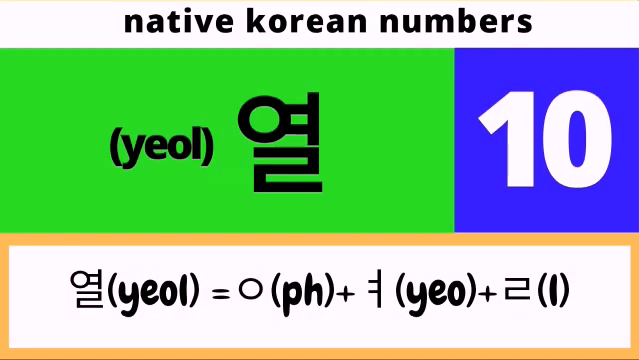How do we write yol in Hangul? Let's start with drawing a placeholder iyang, followed by a yo character, followed by a real character. And then we just have to combine this to form the Hangul of the word, or number 10, which is yol.